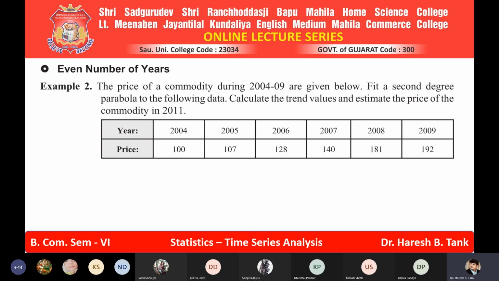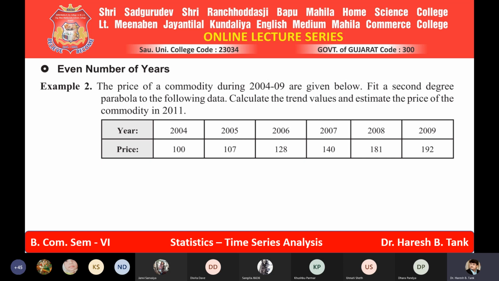Okay, so now you have to draw a third column named deviation taken from 2006.5.